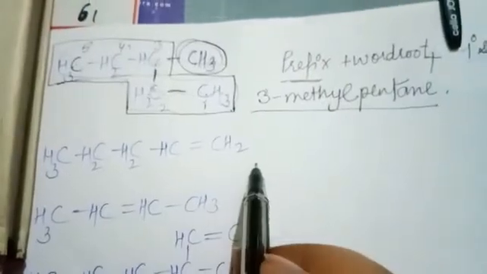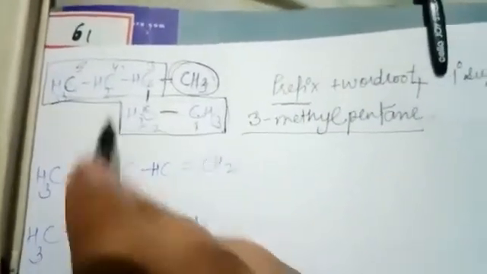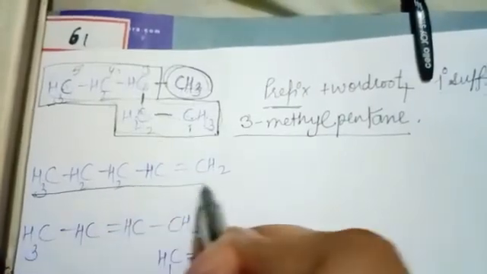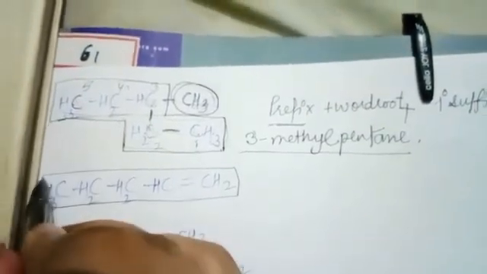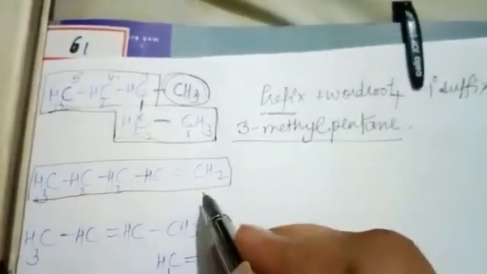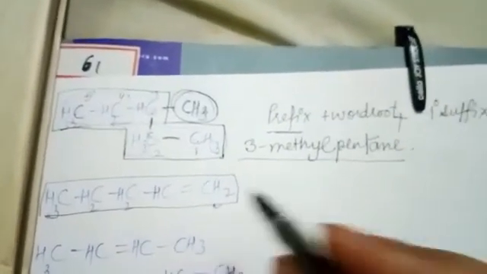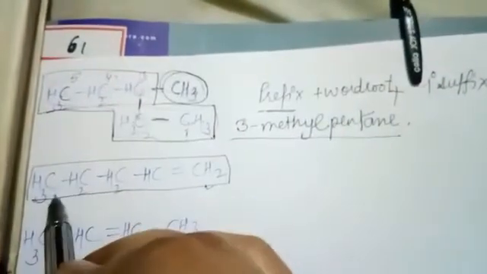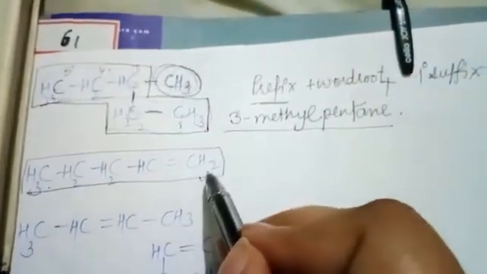This is the next compound. Now, as there are no turns, this is the only main chain. So we have done our first step, that is the selection of the main chain. Now the second step, that is the numbering. Now how will you do the numbering? You can start it from here also, and you can start it from here also.